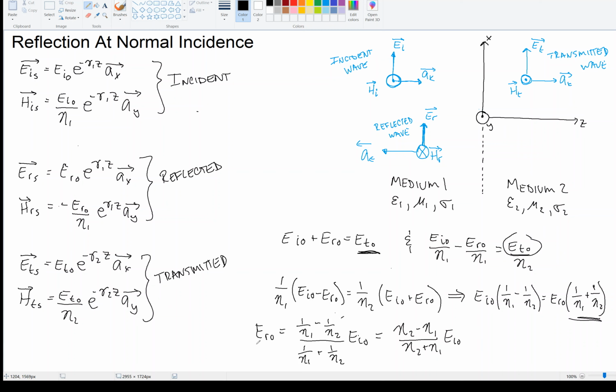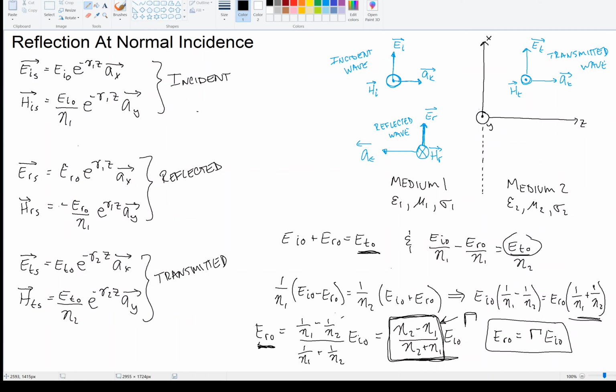So what we see is that the reflected electric field amplitude is proportional to the incident electric field amplitude. And that constant of proportionality is this thing. It depends on the intrinsic impedance of the materials. This constant of proportionality, we're going to let capital gamma equal that thing, and capital gamma is what we call the reflection coefficient. And then we can write this equation in a neat form: the reflected amplitude equals the reflection coefficient times the incident amplitude, like that.